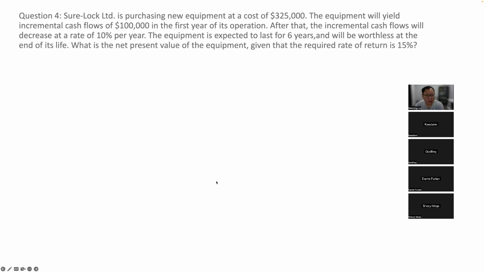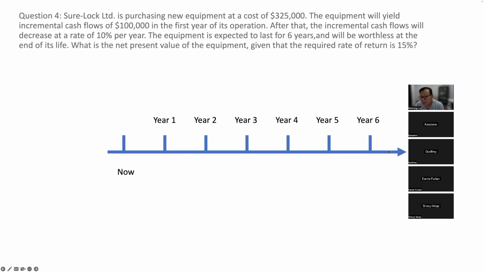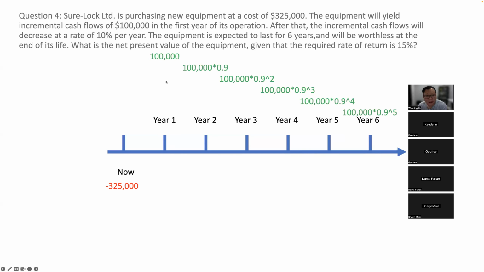Okay, so again, let's draw a timeline. In this case, the equipment is expected to last for 6 years, so I labeled 6 time intervals on the timeline. And then the initial cost, the out-of-pocket cash flow, is 325,000. So that's a negative number. And each year you're going to get some cash flows. But the funny part is these cash flows are not constant, right? They are not an annuity, right?